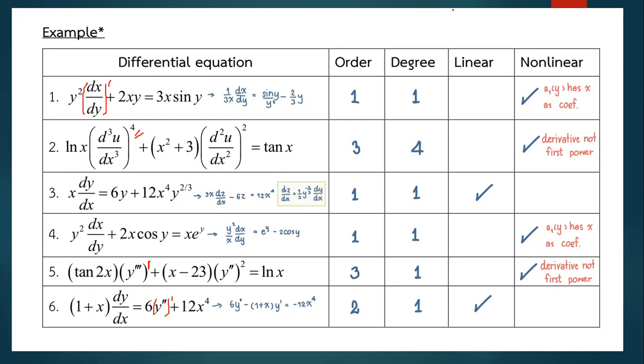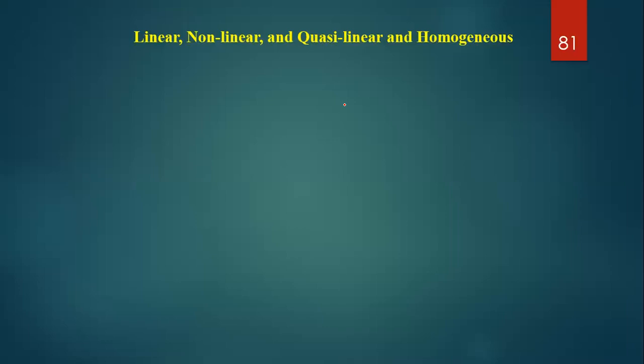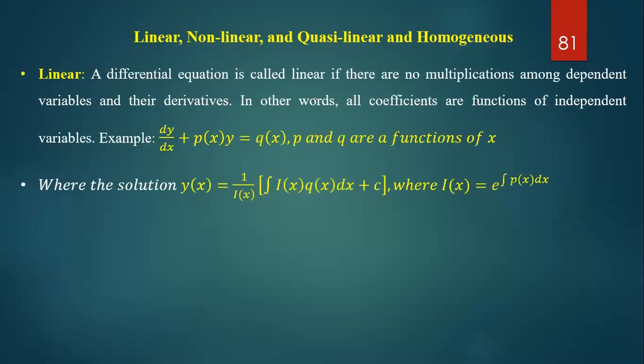So we can see what linear and non-linear are in the next part. So linear, non-linear, and what quasi-linear. Actually, quasi-linear is not included here. A differential equation is called linear if there are no multiplications among dependent variables and their derivatives. In other words, all coefficients are functions of independent variables. For example, dy/dx plus p of x times y is equal to q of x, where p and q are functions of x.